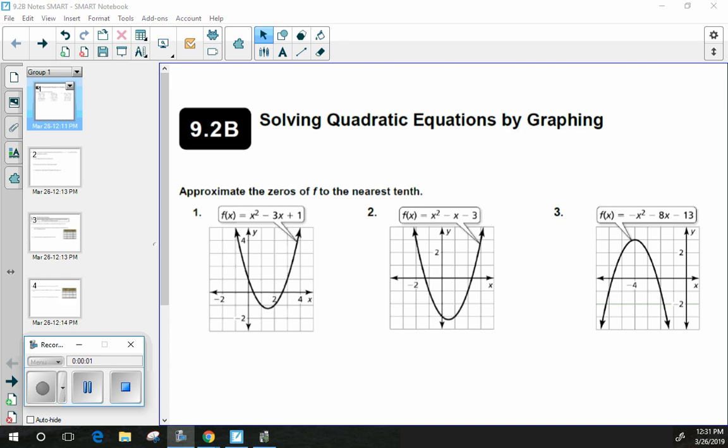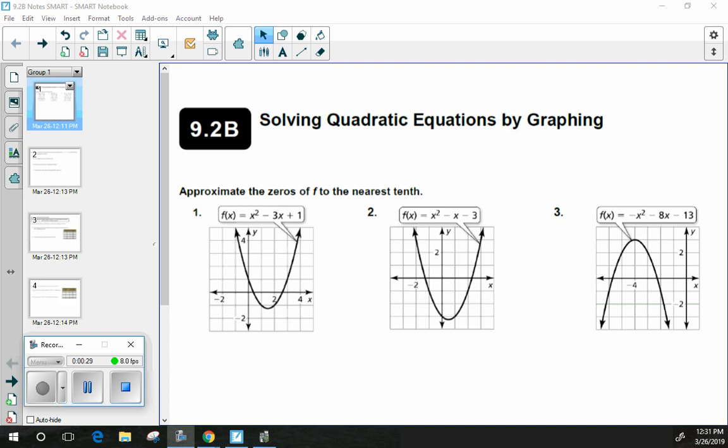On the second day of 9.2, we're still going to solve by graphing, but today we're really going to capitalize on using the technology that we have to help us solve by graphing when our x-intercepts are not very obvious, okay? So yesterday, we tailored your assignment very specifically so that every single time you graphed that parabola, it was evident and clear exactly where that x-intercept landed.